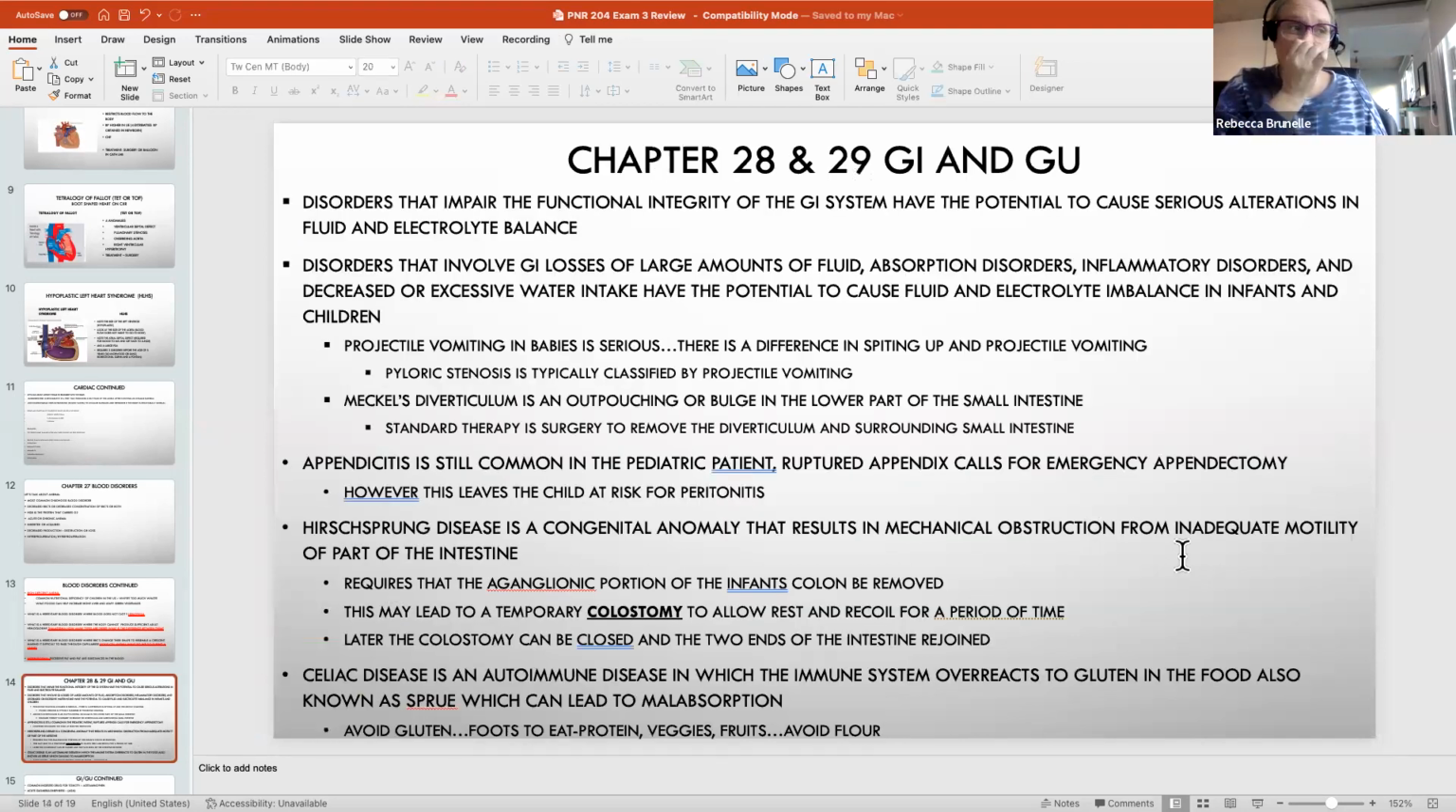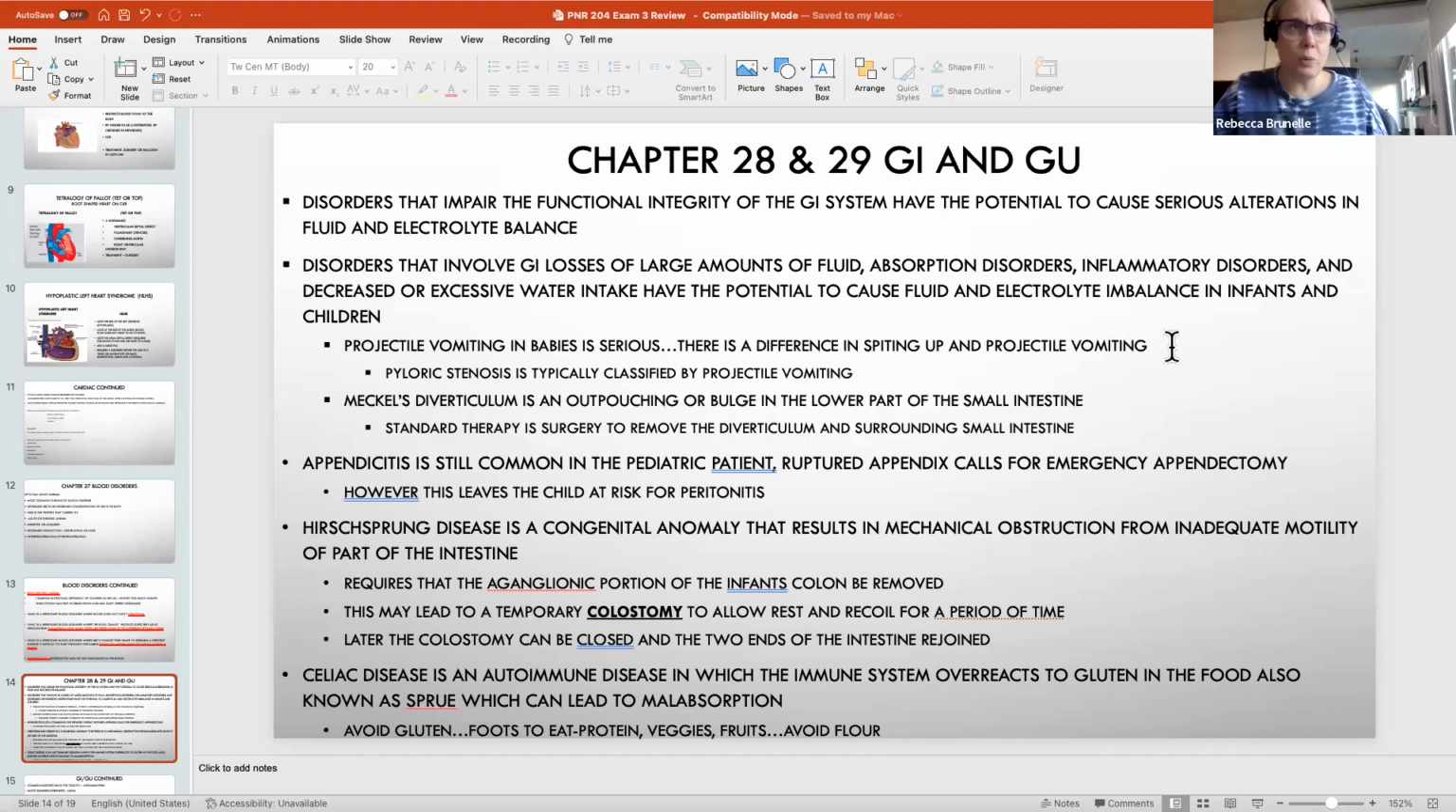So I will honestly say the GI/GU stuff is not heavily tested on the exam. If you had to prioritize your time, I would make sure you know the cardiac stuff and the respiratory stuff. There are a couple GI/GU, but it's not as heavily focused as the cardiac and the respiratory.